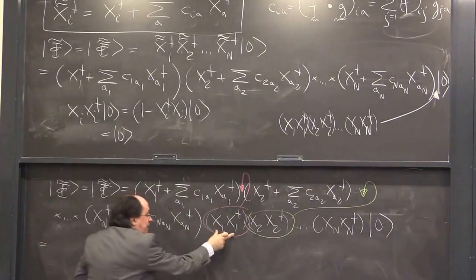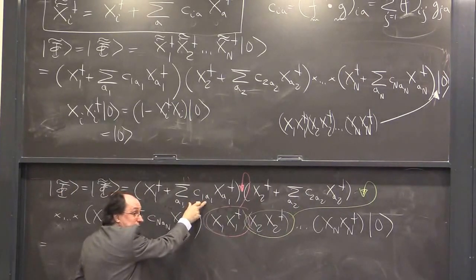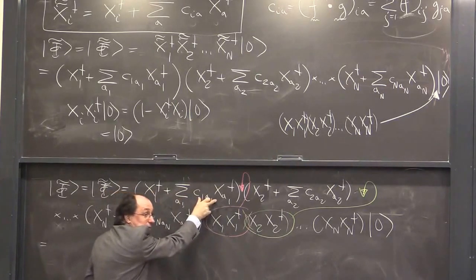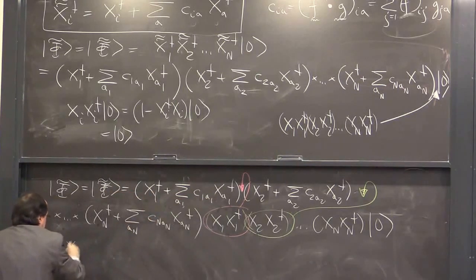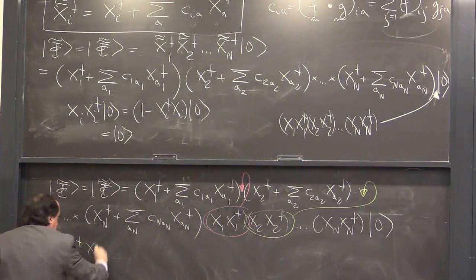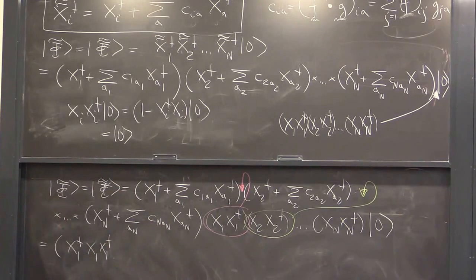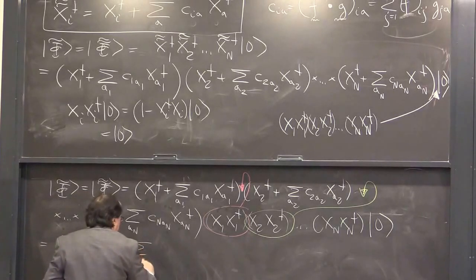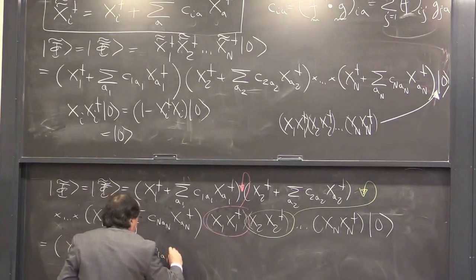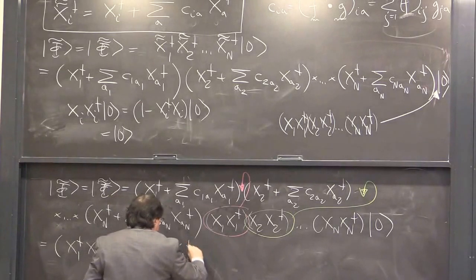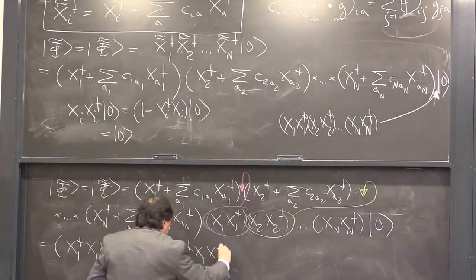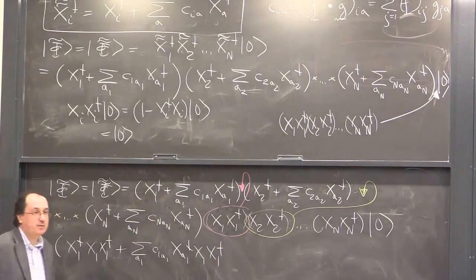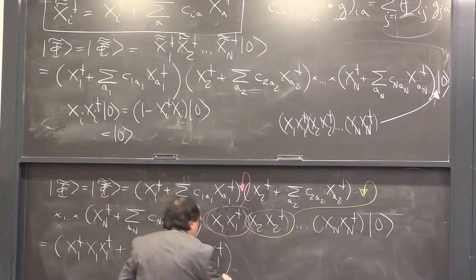If I move x1 dagger here, it will multiply both terms. So you will end up with x1 dagger, x1 dagger, the triple product, then plus a summation over a1, c1, a1, x a1 dagger, x1 dagger. Okay, that's how the first bracket expression will look like after this manipulation.